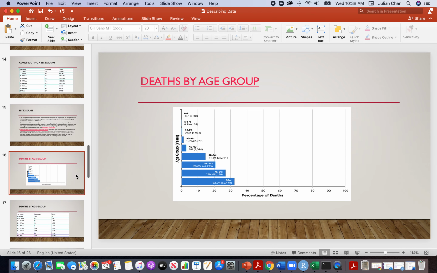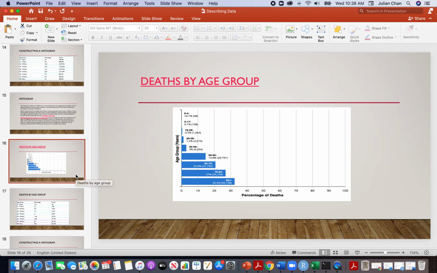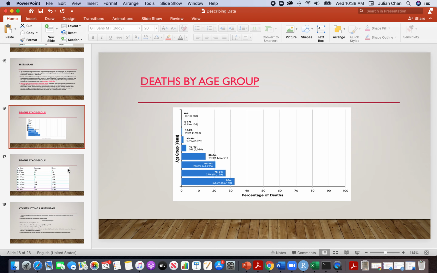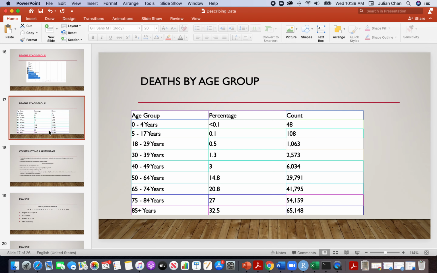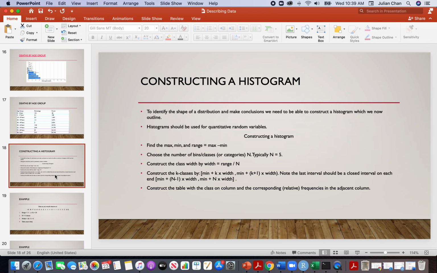Okay, and I just want to reiterate that this graph is formed from a table, and so you first need to construct this table. It has the age group, and then the percentage or the count, and then you can form that table that we just looked at. So I've been talking about building a histogram and that you need to build this table. Here's how you'd build a table, okay?